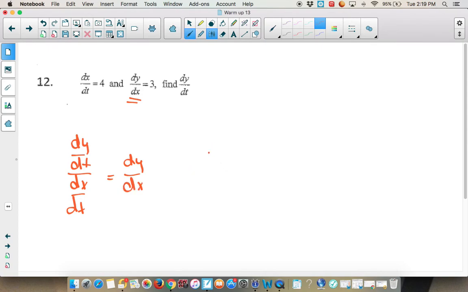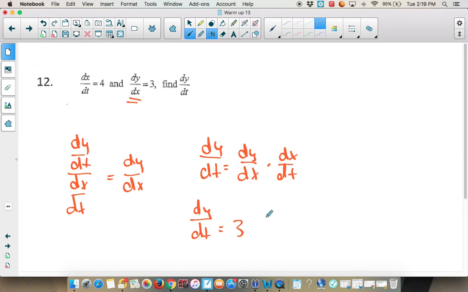So I know that dy over dt is going to be equal to, sorry about the mistake earlier, dy over dx times dx over dt. So dy dt is going to be equal to dy over dx, which is 3, times dx over dt, which is going to be 4. So my answer is going to be 12.